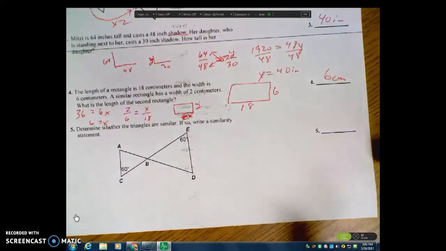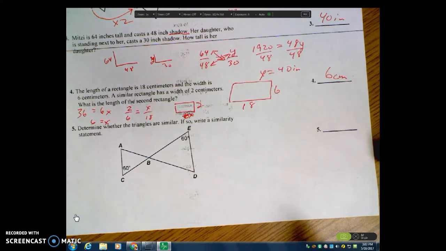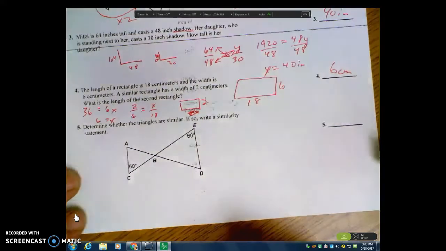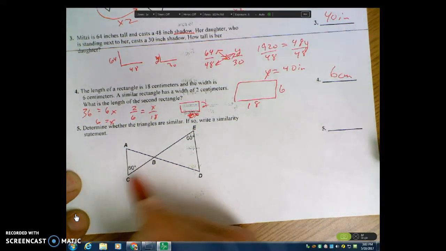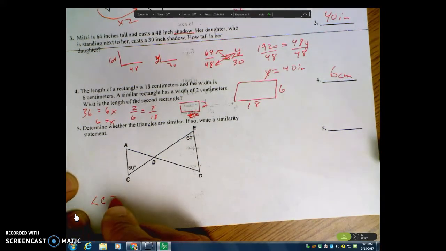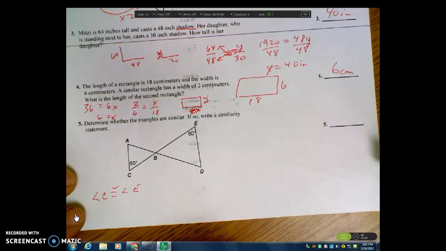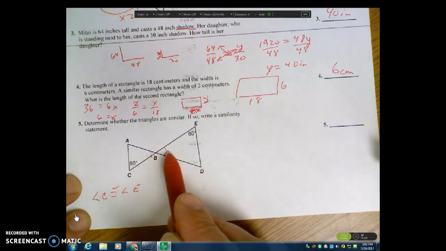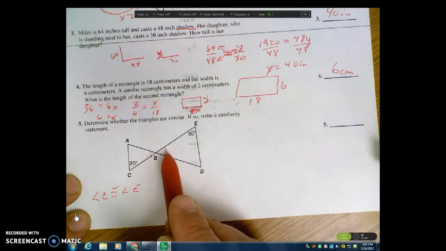All right. Number 5. We got to determine if these are similar or not. The way I think of this problem, in order to determine if two triangles are similar, I need to prove that two angles are congruent. Okay, so obviously angle C and angle E. Angle C is congruent to angle E because they're both 60 degrees. Okay, and now the tricky part is to remember from the last chapter that this angle B on both sides are congruent because they are vertical angles.